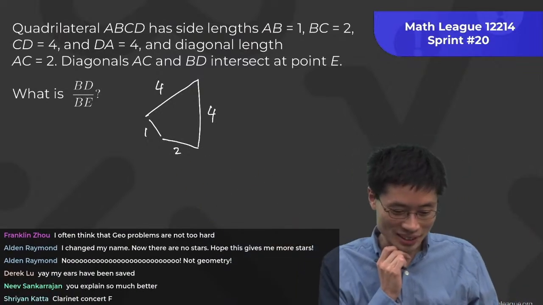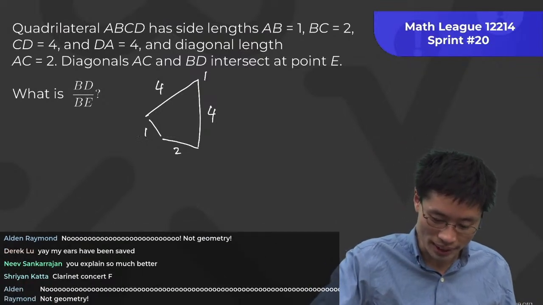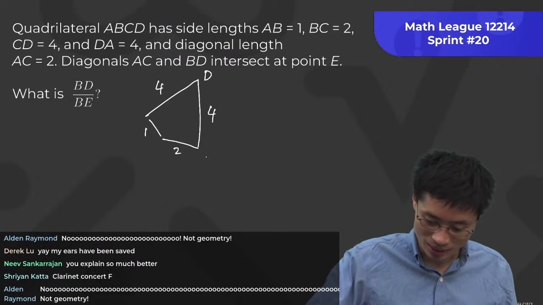Oh, I need to give some names. So the CD was 4 and the DA was 4. So I guess I'll try which way? This way?